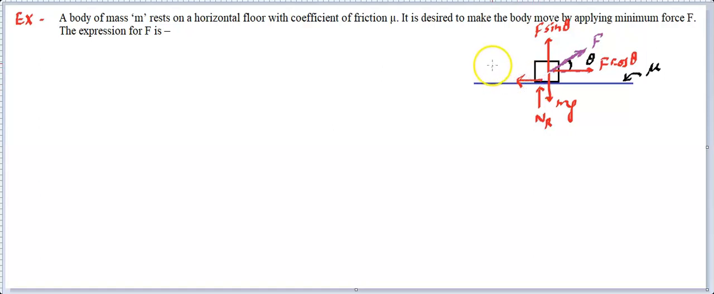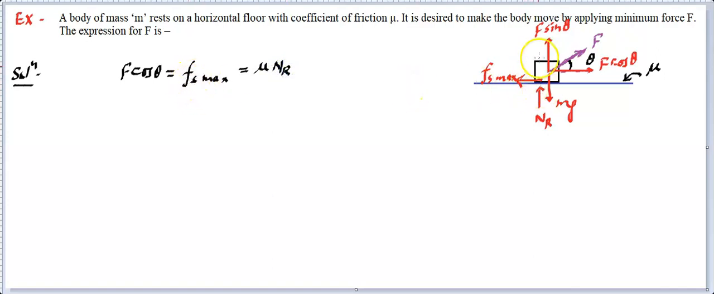And since you just want to move it, the friction is at its maximum value for moving it, right? And since it's a just-moving condition, you can write the equation that the forces are just balanced. So in the solution, in the horizontal direction forces are just balanced, that means F cos theta is equal to the limiting friction, which is f at its maximum value, which can be written as mu into normal reaction, right?